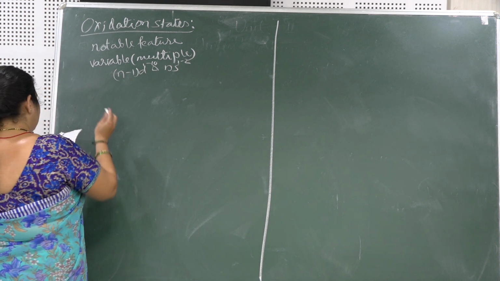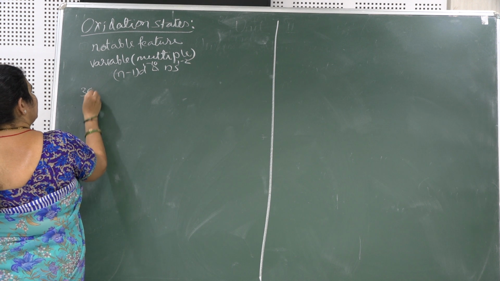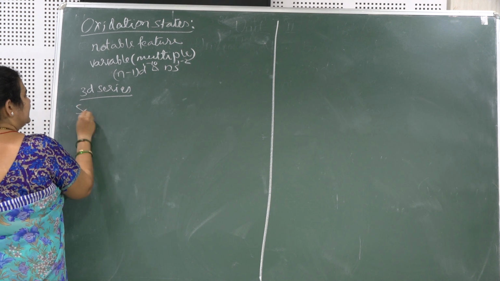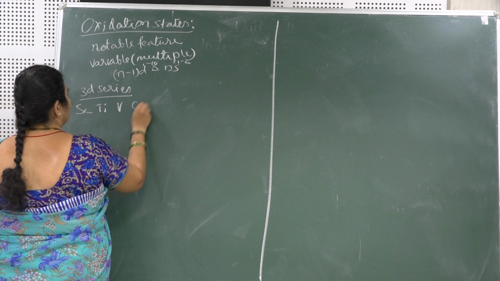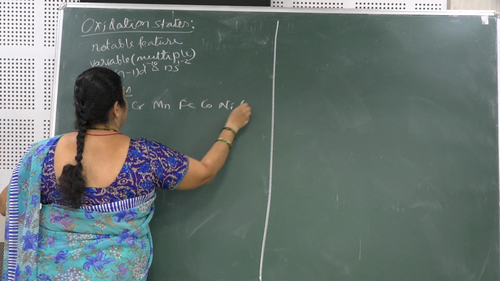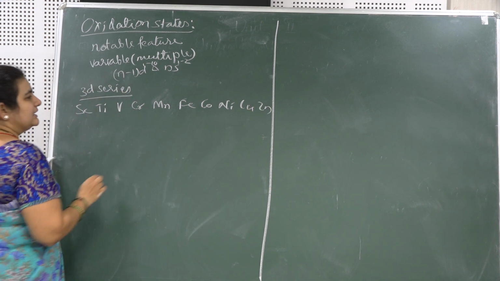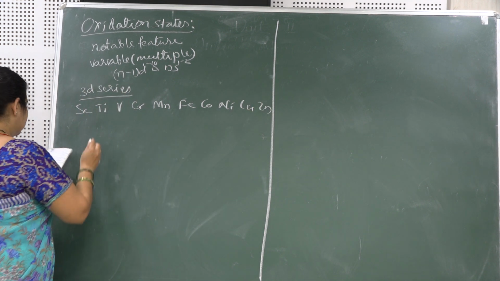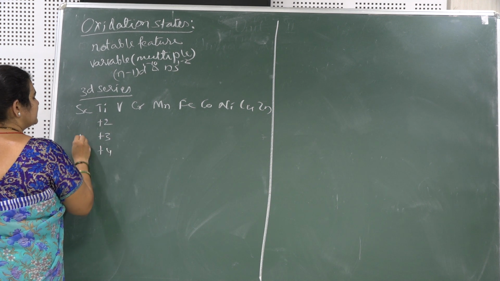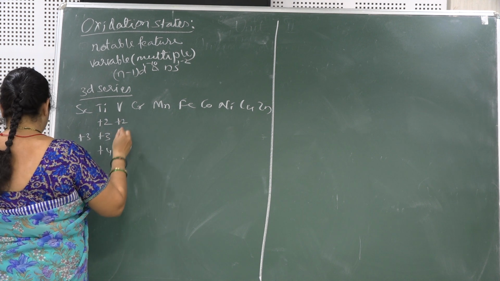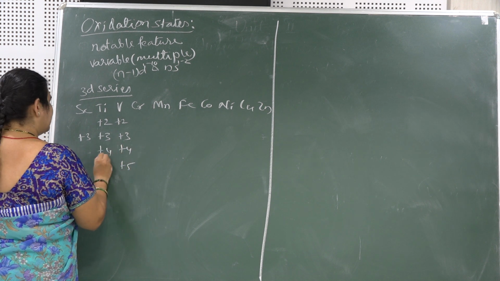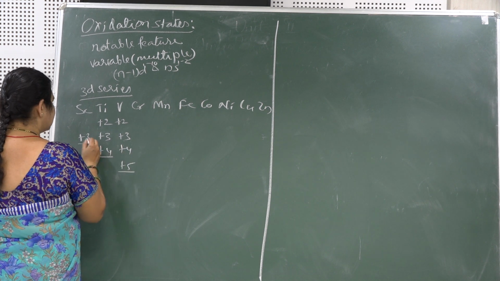Now we will give the first row, that is the 3d series oxidation states. Then I will explain the properties: scandium, titanium, vanadium, chromium, manganese, Fe, cobalt, nickel, copper, zinc. These are the 10 elements present in the 3d series. Titanium: +2, +3, +4; scandium: +3; vanadium: +2, +3, +4, +5. The underlined ones will be the most common oxidation states of the elements.